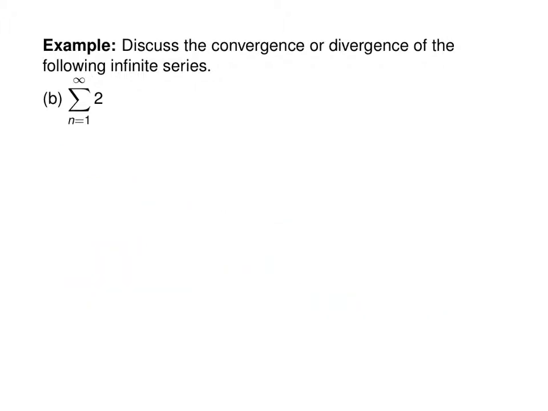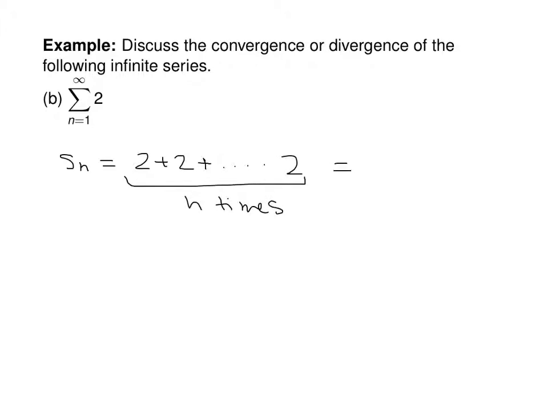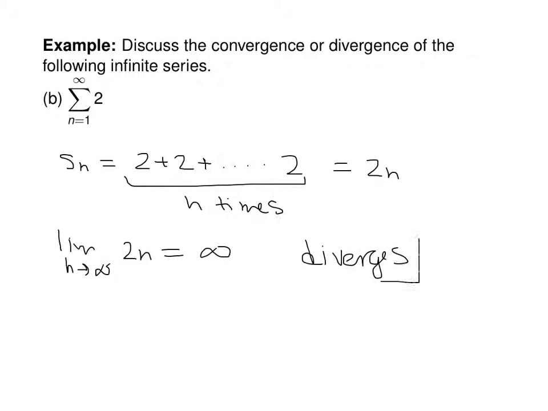Similarly, the sum of 2, same thing. S sub n will equal 2 plus 2 plus 2 n times, or 2n, and since the limit as n goes to infinity of 2n is infinite, this series also diverges.